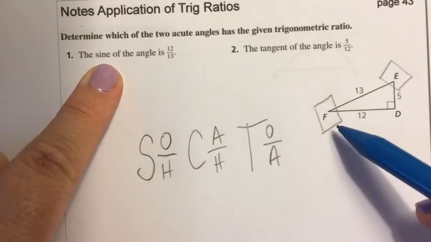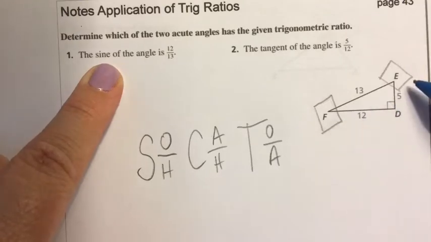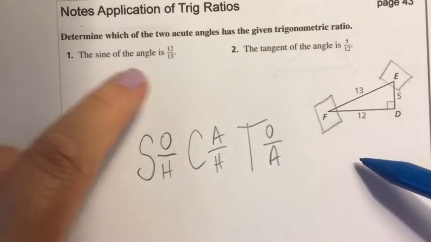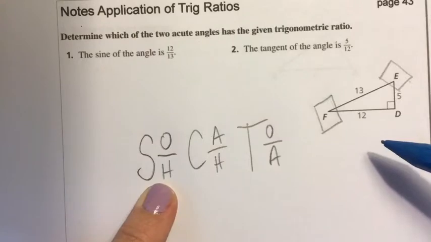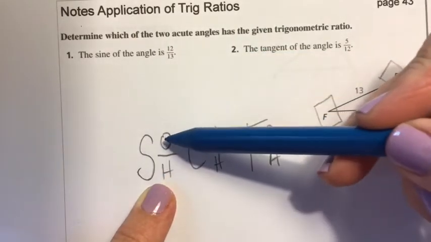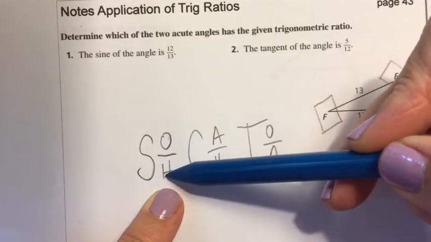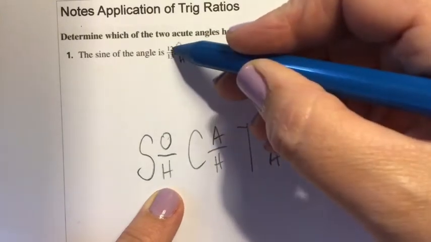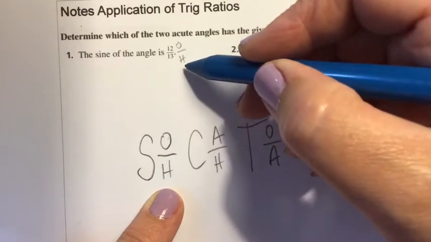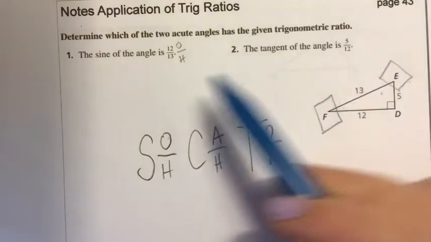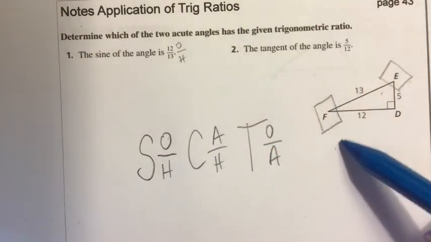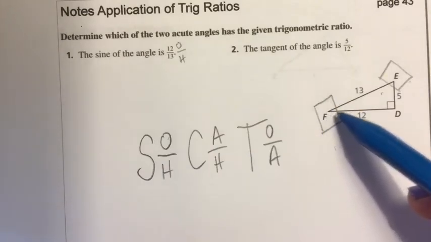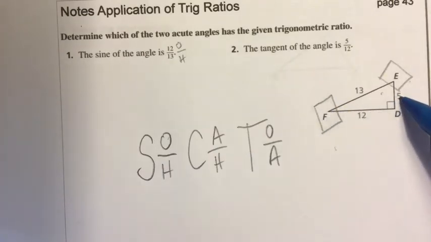We want to find which of these two angles, angle F or angle E, has a sine that is 12 over 13. We have to think about sine being the opposite side over the hypotenuse. We are looking for the opposite side that has a measure of 12. Obviously, our hypotenuse has a measure of 13. Looking at angle F, opposite angle F is a measure of 5. So that's not going to be the answer to number 1.